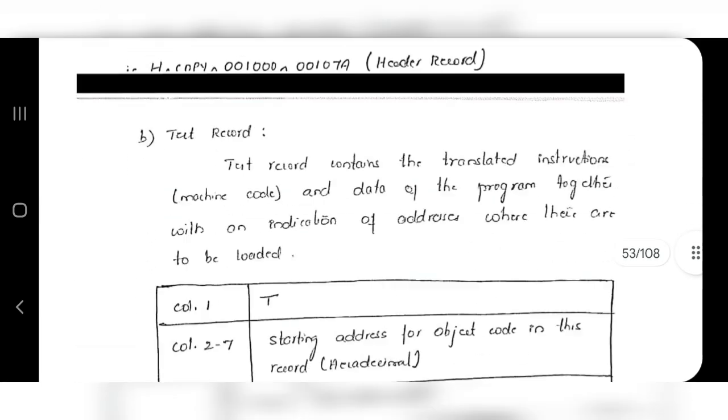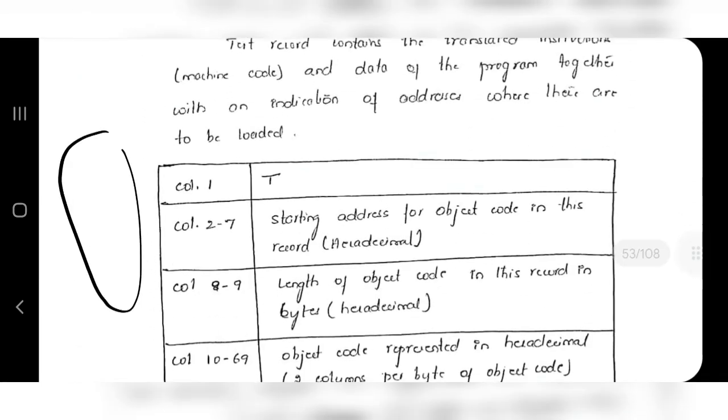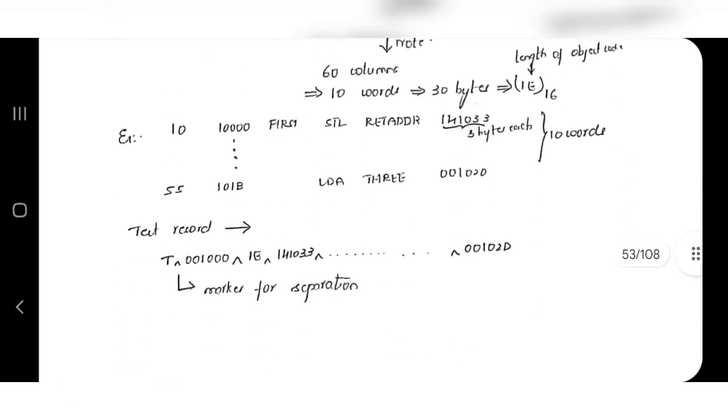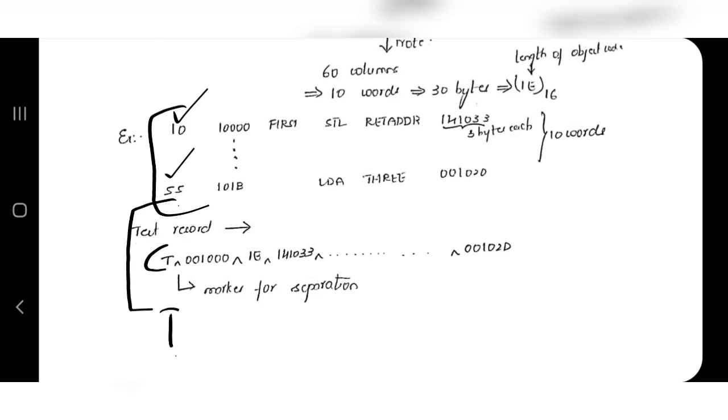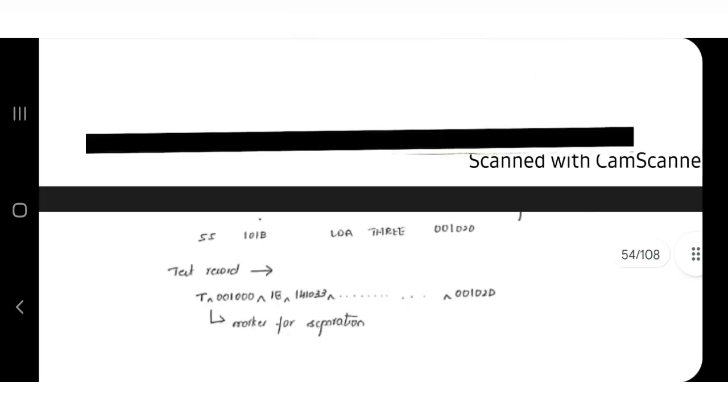As I had told you, the whole program will be divided into different parts. If this is the whole program, it will be divided into different parts. So the first part is from line number 10 till line number 55. This is the first part. For this one, T will be written like that. From 55 to another, another T will be written, like that. Many T's will be written.